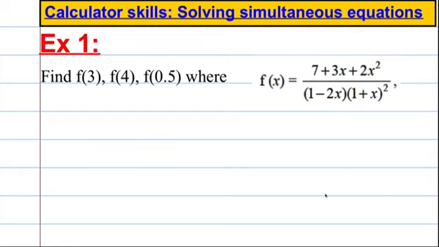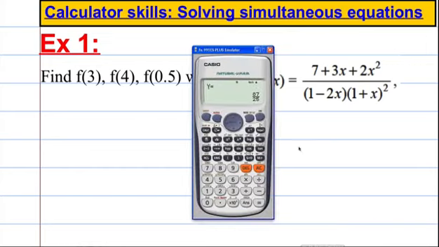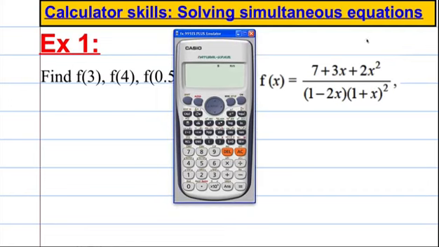So here we go. First thing you do, get the calculator and put it in computer mode. Now what we're going to do is copy this function. So I'm going to use a fraction. I'm going to type 7 plus, now I want to write 3x, so 7 plus 3, and you can press alpha x, that gives you an x, plus 2 alpha x squared. And now we've copied the top.